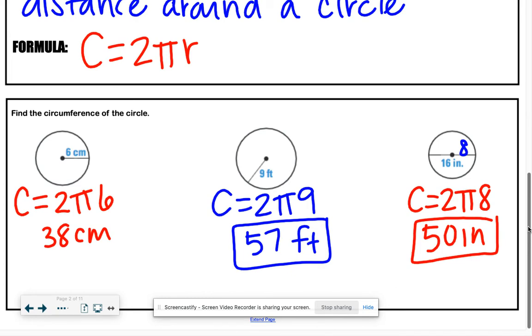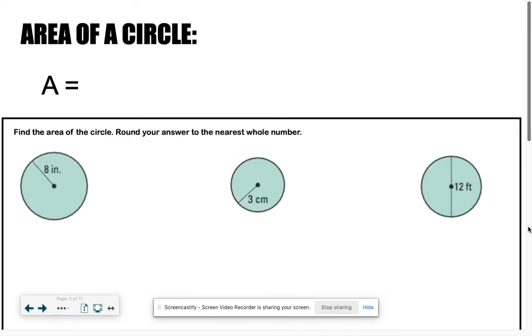Okay, that was fun. Are you ready for area? Okay, flip the page. Anyone know the formula for area? Pi r squared. Okay, so same thing, it's just calculator work. You just gotta figure out what your radius is. So on this first one, what's our radius?